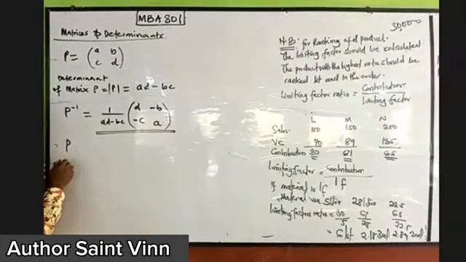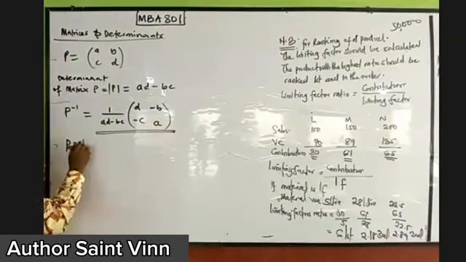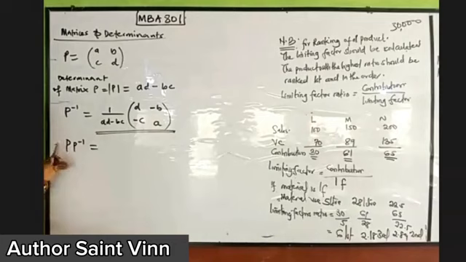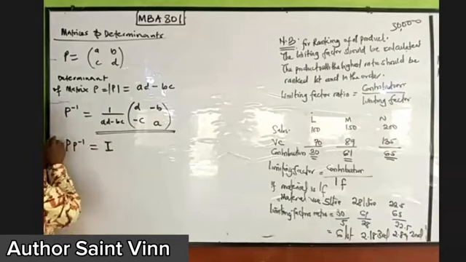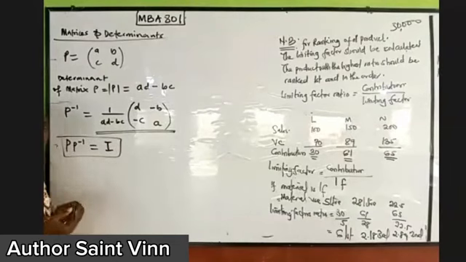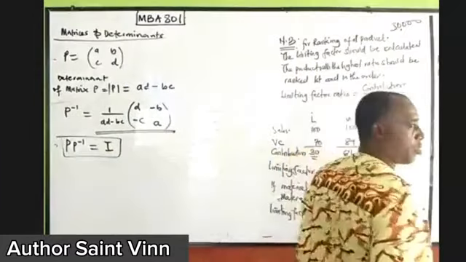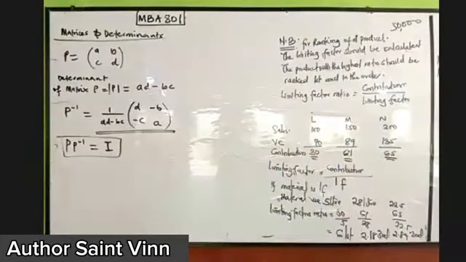Another formula. Every matrix, and that is 2 by 2, 3 by 3, 4 by 4, 10 by 10, every matrix multiplied by its inverse must give us the identity matrix. That's another formula for you, but we'll show you as we progress. That is where we are.